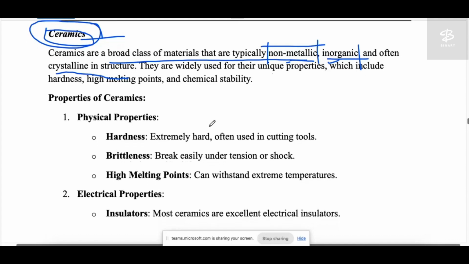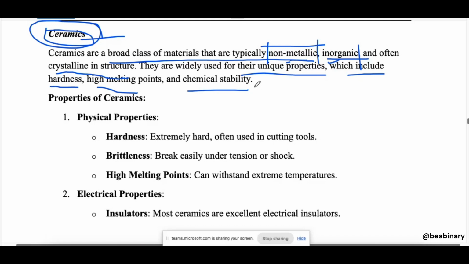They are widely used for their unique properties, which include hardness, as I have already told you, high melting point, and chemical stability. Chemical stability is more important when we talk about chemistry or material science, because stability is important across the whole world. Everything in this world wants to be stable, whether human beings or anything you can think of. Stability is important, and of many kinds.